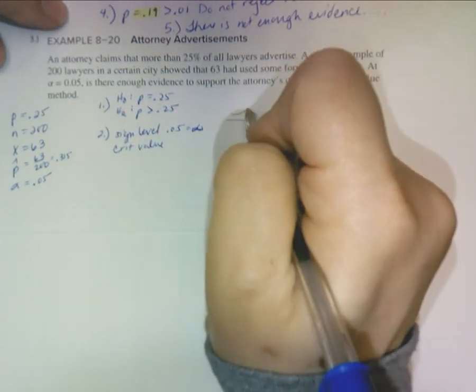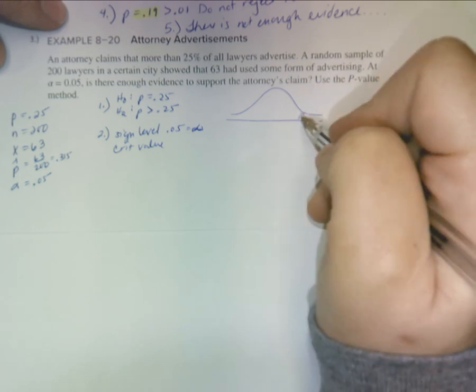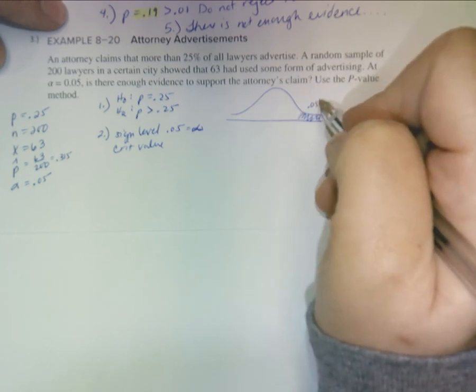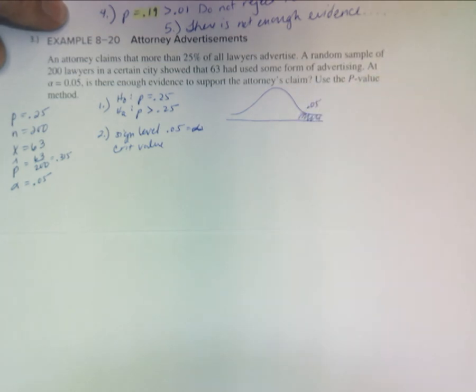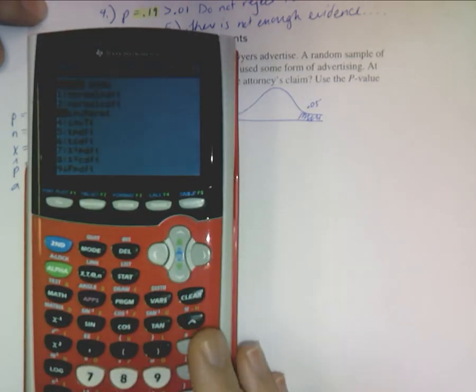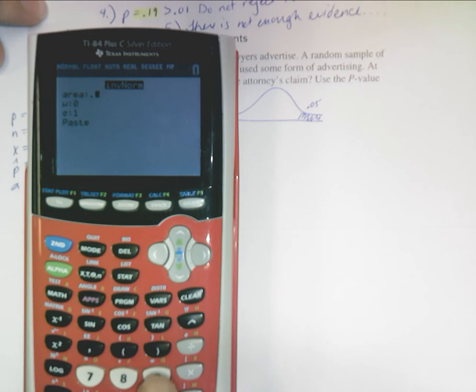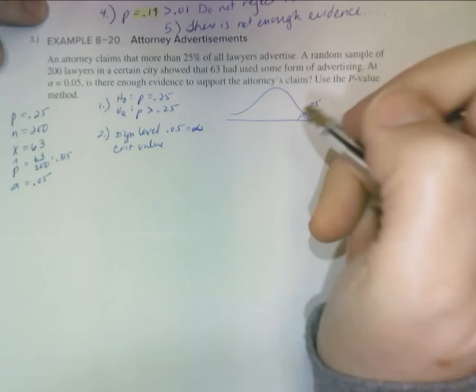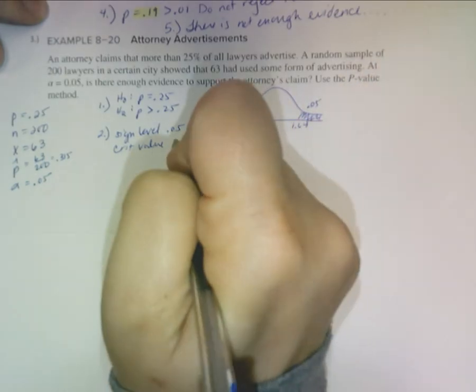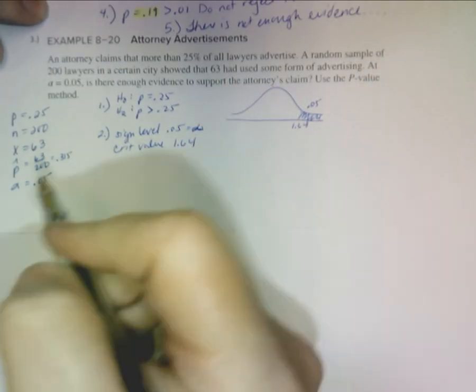My critical value. So again, if I'm drawing my little thing here, I want this to be 0.05. When I type it into inverse norm, I don't type 0.05. Remember that. I type 0.95. Got to go to the left side. And I get 1.64. So that's my critical value, 1.64.